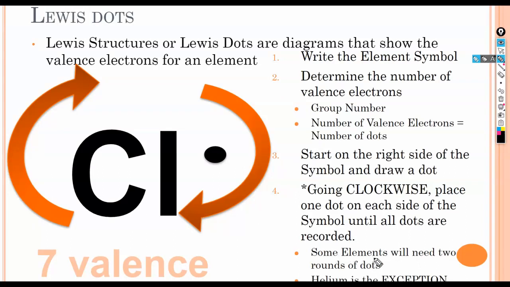Some elements are going to have 2 dots, but you cannot have more than 2 dots on any one side of the symbol. So you can't have 3 dots on one side. You can't have more than 2. It should start off with 1 on each side, and then if you need to go more than 4, then you can start having pairs of dots. Okay, so let me just show you some examples of Lewis dot structures.